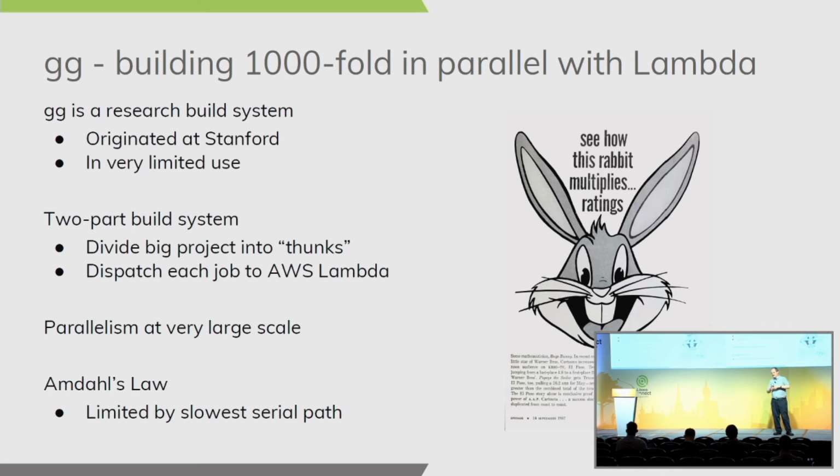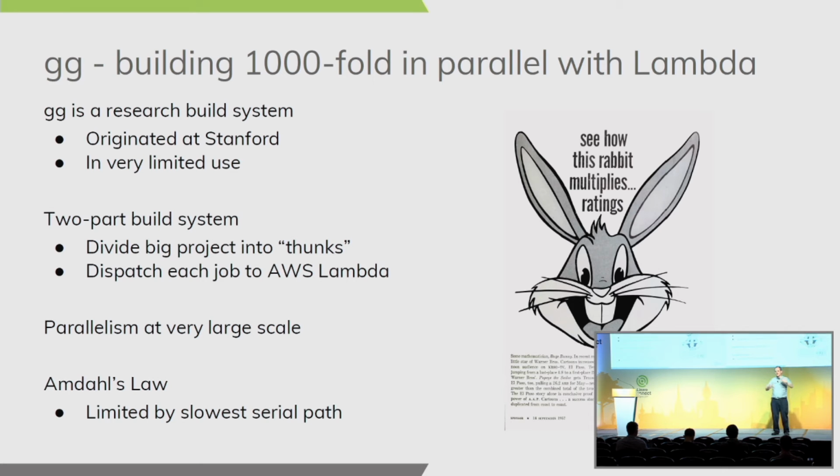It very much like the CMake and Ninja breakdown. It has a two-part build process. It takes a big project and divides it into things that are called thunks, which are combinations of code and instructions and dependencies that this big system can build on. And then part two of the project dispatches as many jobs as it can to AWS Lambda all at once.